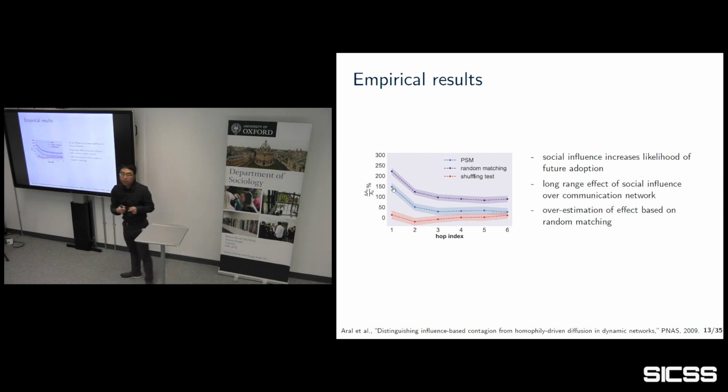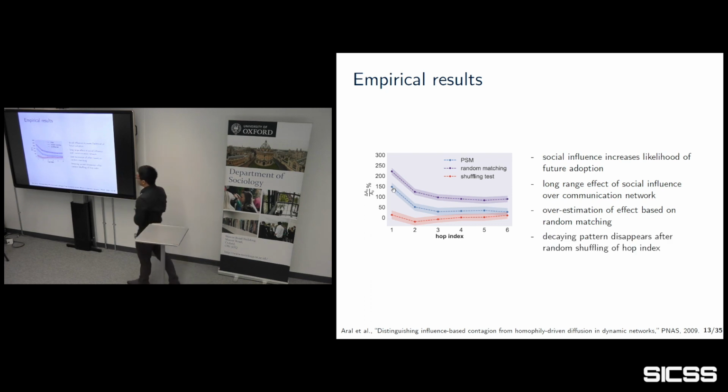To understand the robustness of the results, we also did some tests. The first is basically to do exactly the same thing, but without controlling for homophily. That means we don't match people based on the past mobility history. If you do that, you observe this purple curve. It's a random matching. You see the overestimation, and the overestimation is mostly due to homophily, and this is almost twice as much, and this is similar to the finding in this paper in 2009.